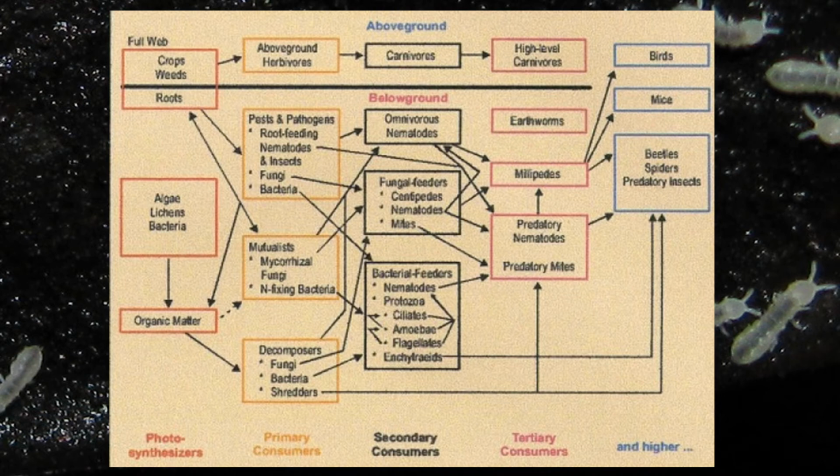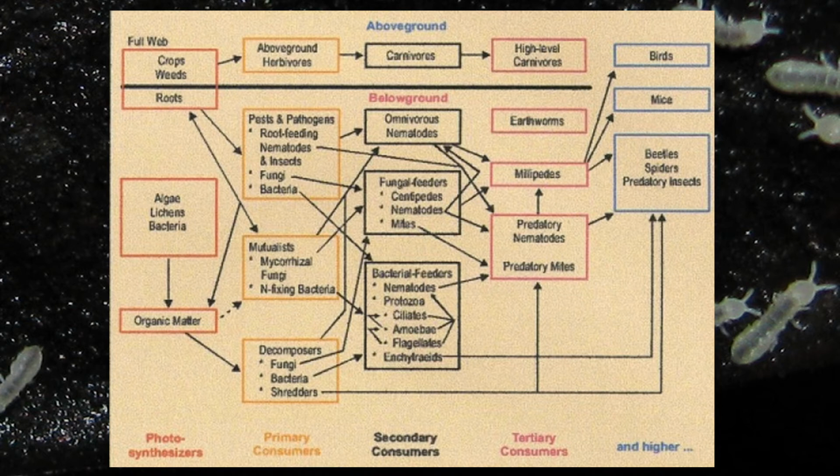Another way to look at this, where we have our photosynthesizers, our producers, and then we have our first layer of consumers that are eating that organic matter. And then we have our secondary consumers that are eating those detritivores, and then our top carnivores. But they're not always top carnivores because there's frequently bigger things eating them.